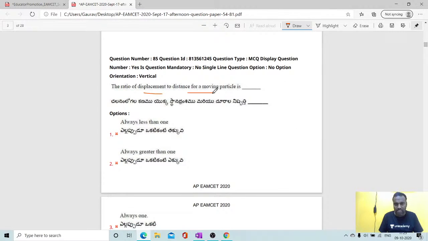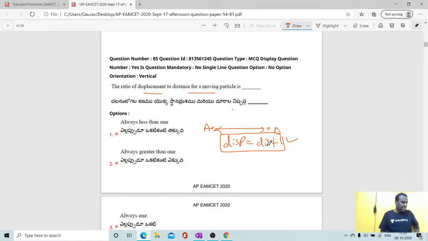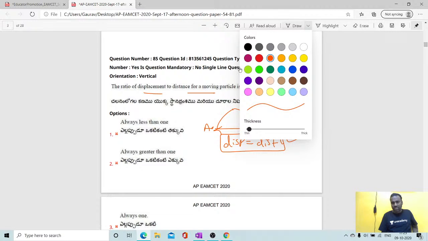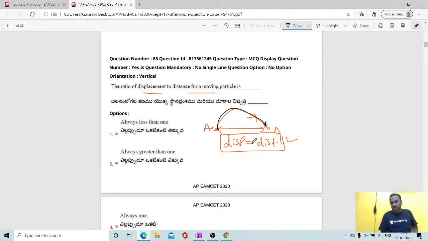The ratio of displacement to distance for a moving particle. Students, if the object is moving in a straight line, the displacement and distance both are equal. Displacement and distance both are equal in a straight line. If there is a curved path, there is a shortest line joining from initial point to final point. So displacement can be lesser than distance, or displacement can be equal to distance.